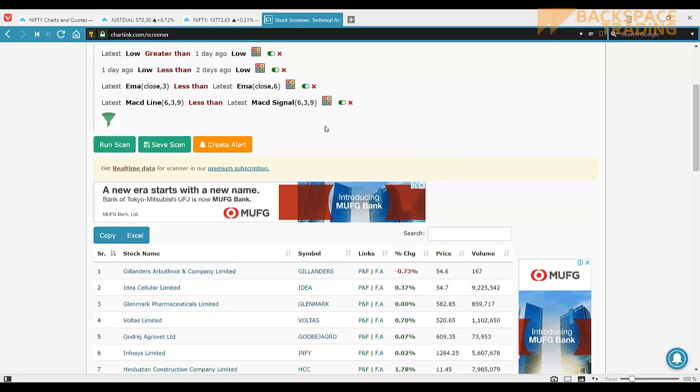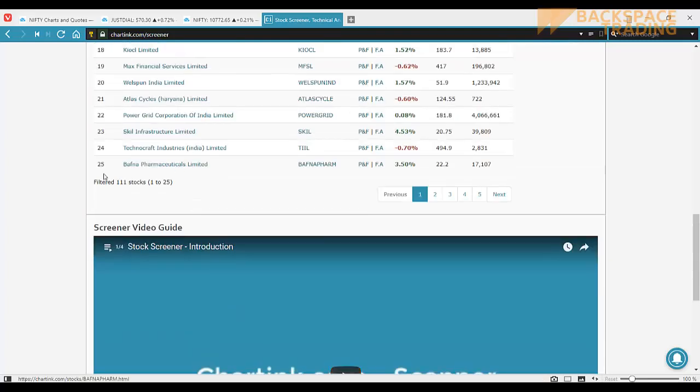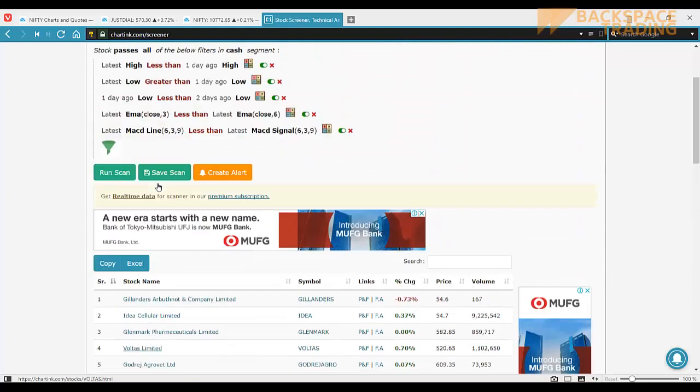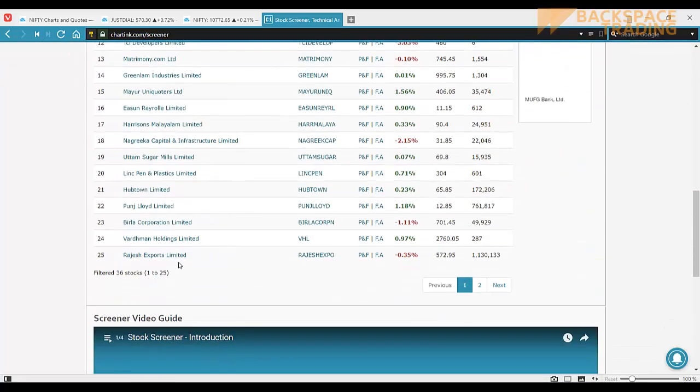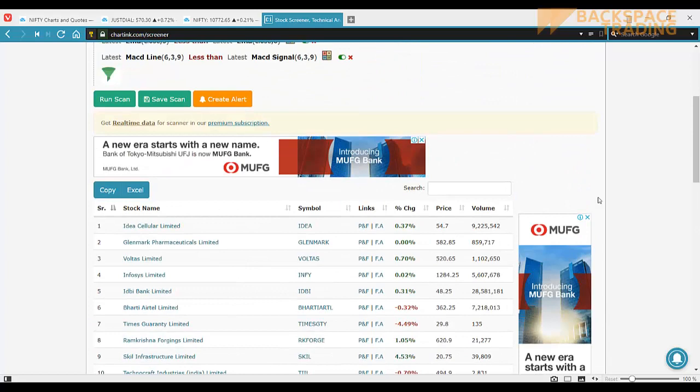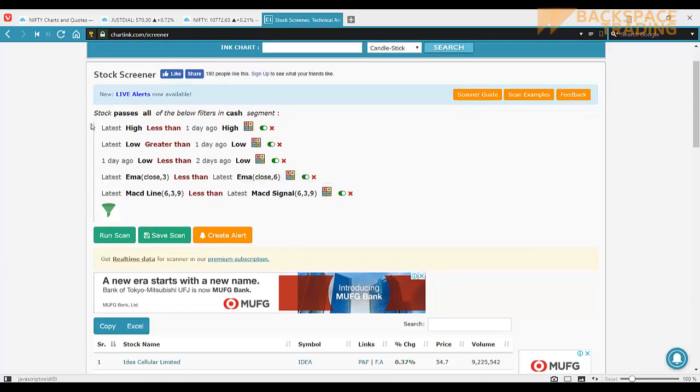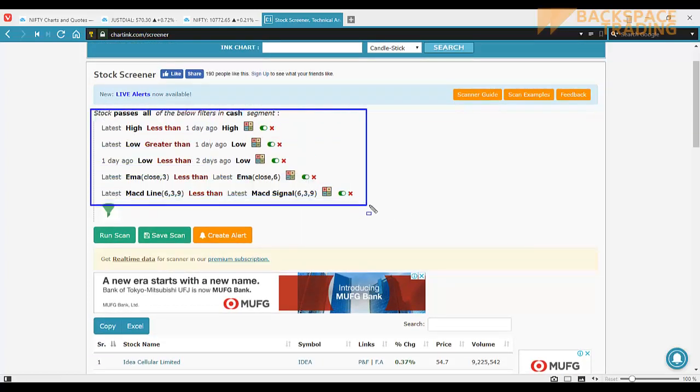3 and 9. How many stocks did we have? 111 stocks. Let me run the scan again. Scanning has been completed. Look at that. We filtered down to 36 stocks. Isn't that great? That is awesome. Now we have some good filters that we just applied. I think that is good enough.